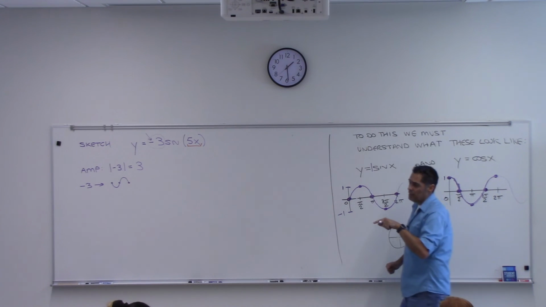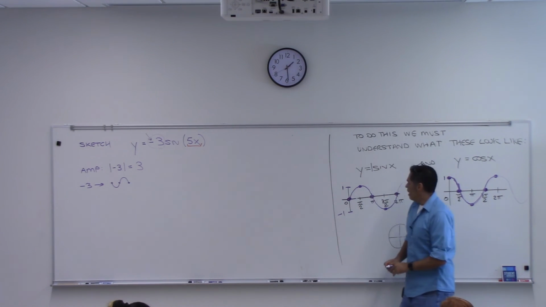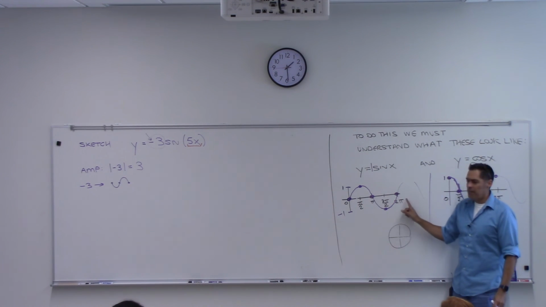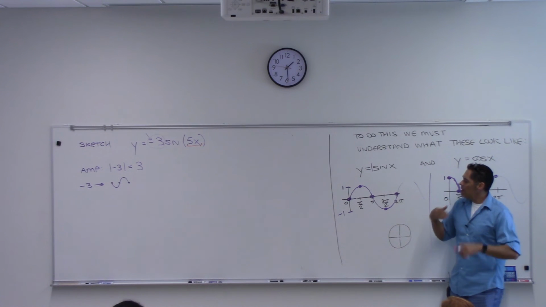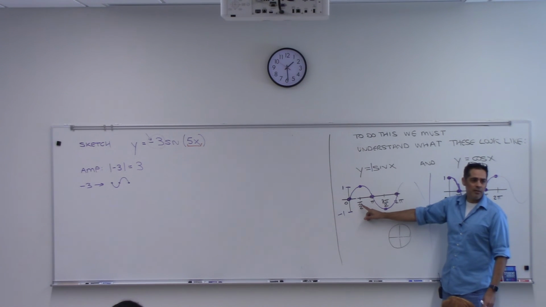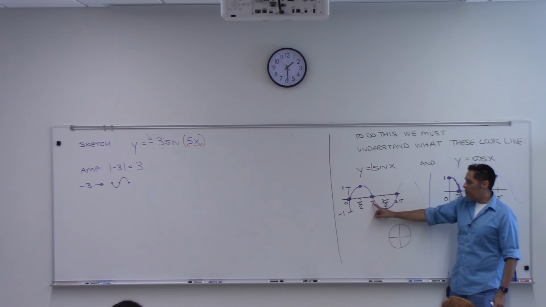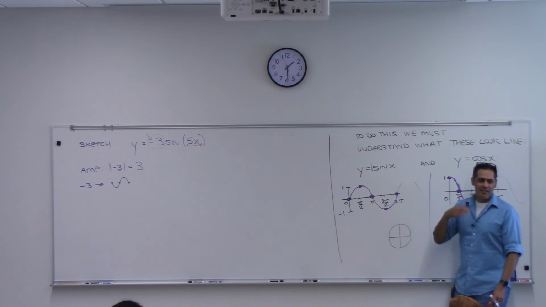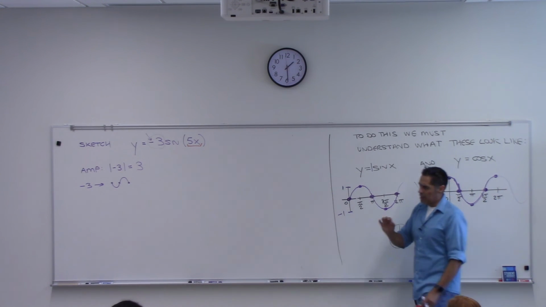The argument of the function, what I'm going to do is set it equal to all 5 of these important values. I want to know, when does 5x give me a 0? When does 5x give me pi over 2? When does 5x give me pi? When does 5x give me 3 pi over 2? And when does 5x give me 2 pi? It's a little tedious, but this is the way to do it, all right?